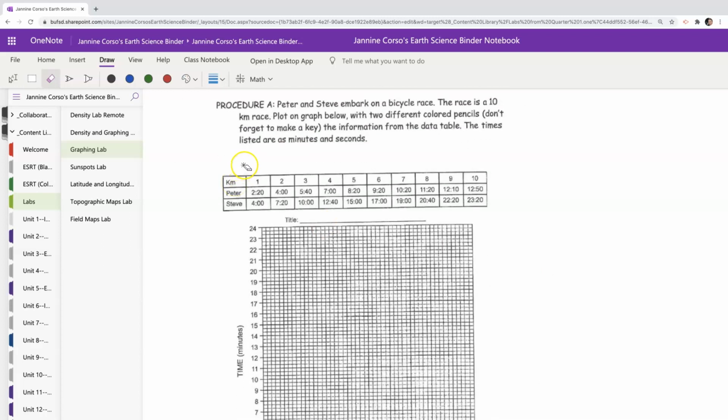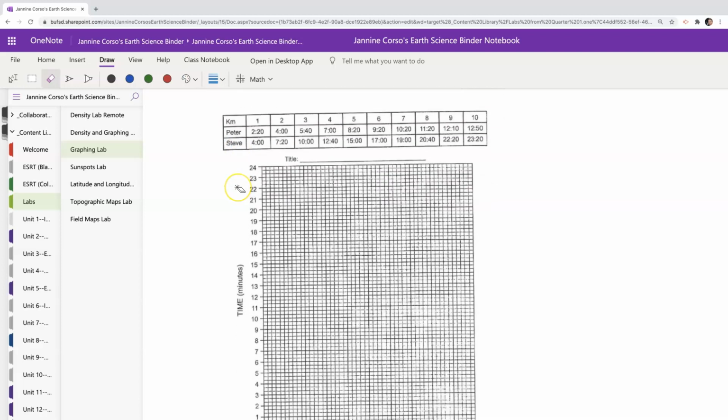Peter and Steve. There are these two guys, Peter and Steve, and they decide to embark, which means go on, a bicycle race. And the race is about 10 kilometers in length. And it says down below, you are to plot a graph with the two different colored pencils. Don't forget to make a key. And you're going to be plotting the information from the data table. These times are listed in minutes and seconds.